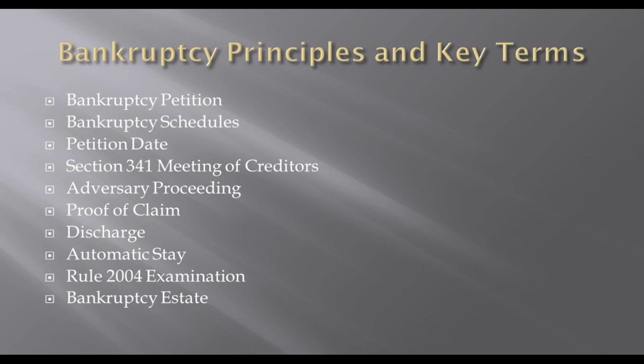The automatic stay is an injunction. It's the equivalent of an injunction that's entered, and it stays certain actions against the debtor. Essentially, its purpose is to give a breathing spell. And we'll get into some of the specifics of the automatic stay so that you can understand certain instances when it may apply and when it may not apply.